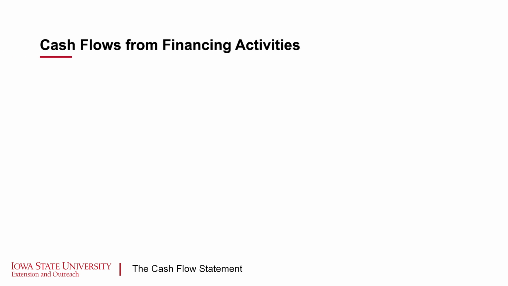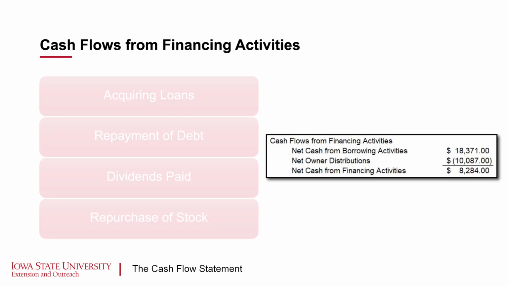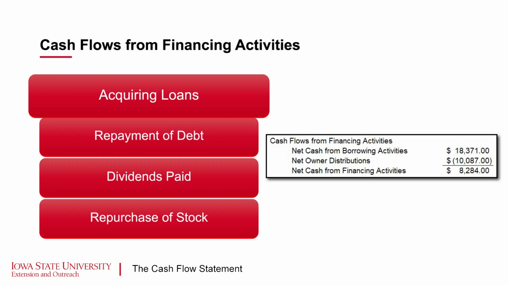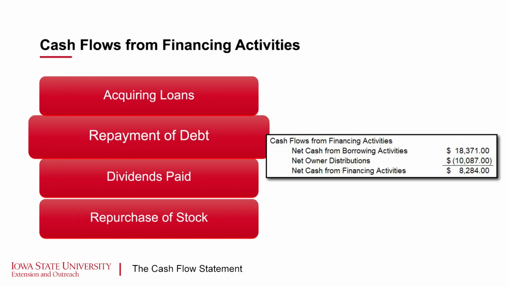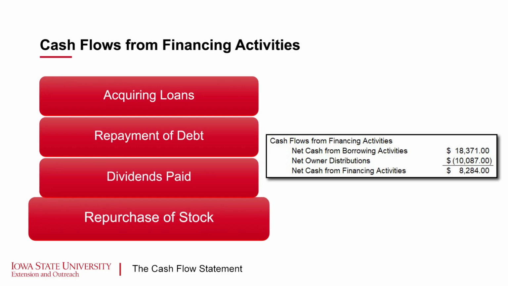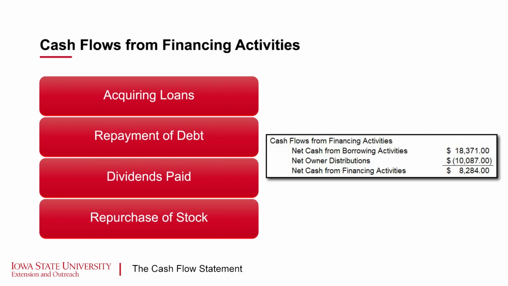The final section is cash flows from financing activities. This section lists and totals all sources of cash from investors and banks and the way cash is paid to shareholders. This includes cash inflows from issuing bonds or taking out loans, the repayment of debt, which are cash outflows for repaying loans or bonds, dividends paid, which are cash outflows for paying dividends to shareholders or owners, the repurchase of stock, which are cash outflows for buying back the company's own shares, and as with the other two sections, the net cash from financing activities is shown at the bottom of the section.